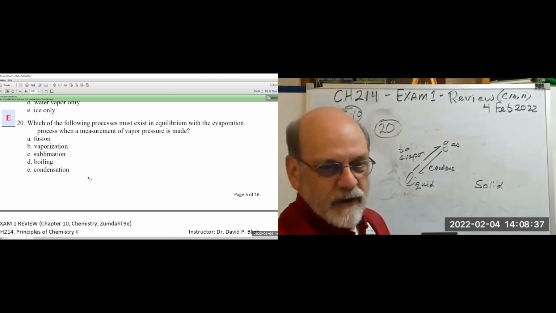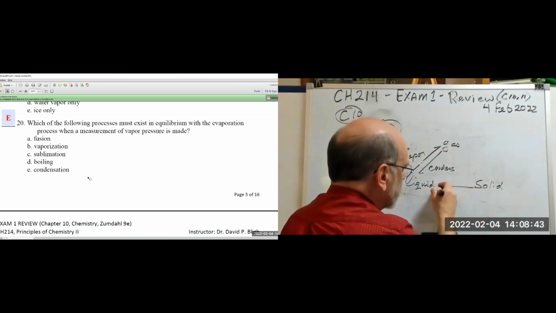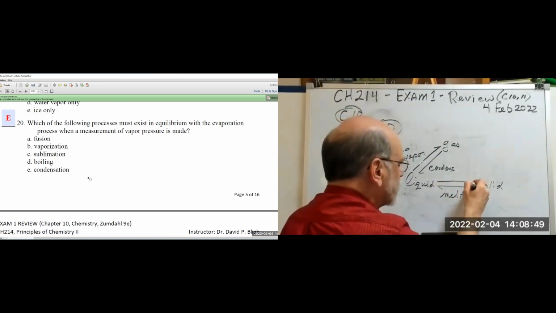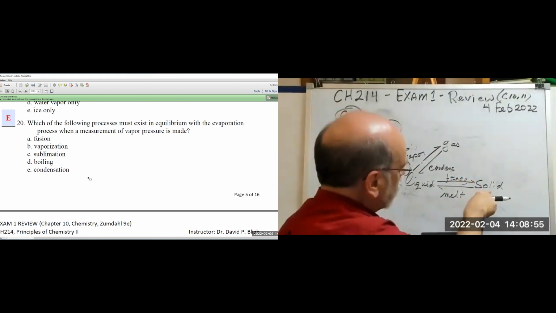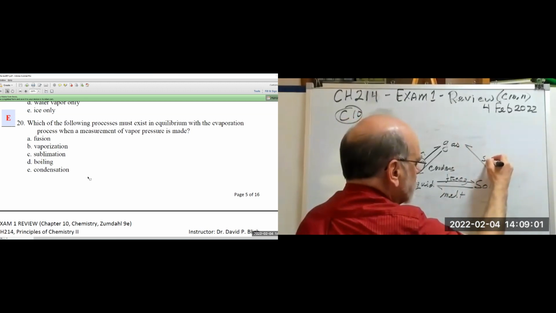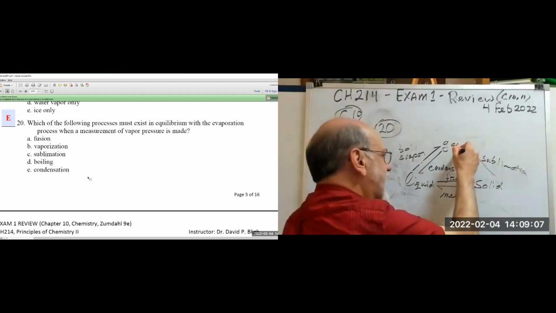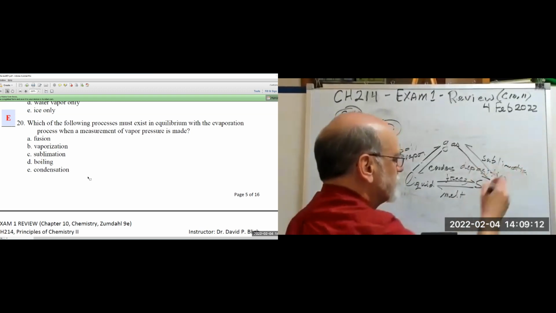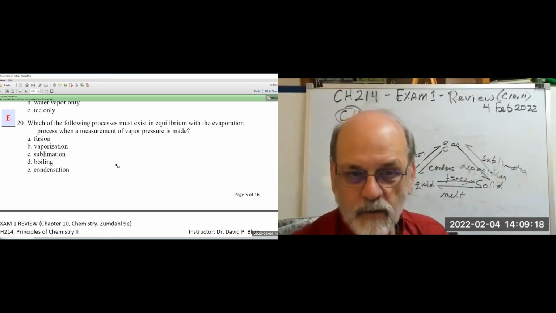Okay. If we go from solid to liquid, that's melting. And if we go from liquid to solid, that's freezing. And if we go from solid to gas, that's sublimation. And if we go from gas to solid, that's called deposition. Okay. Now that we've got things organized, let's see what the answer is.